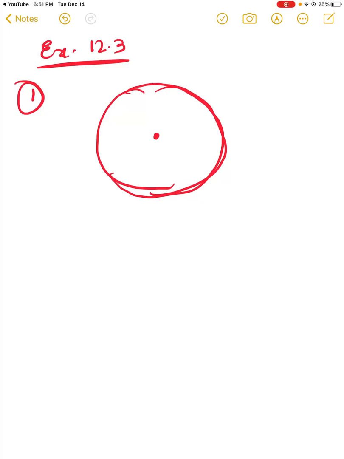This is 12.3 exercise. Problem number 1. Find the area of the shaded region, PQ is equal to 24. Now if you take here, this is a semicircle. Okay, this is a semicircle. It is given P, this is R, this is Q.